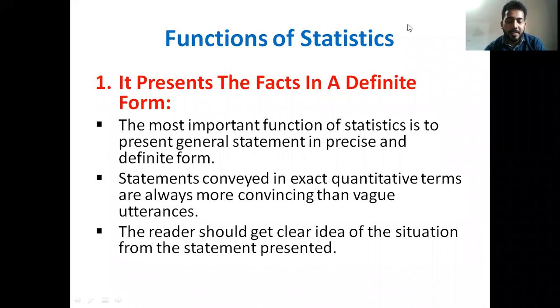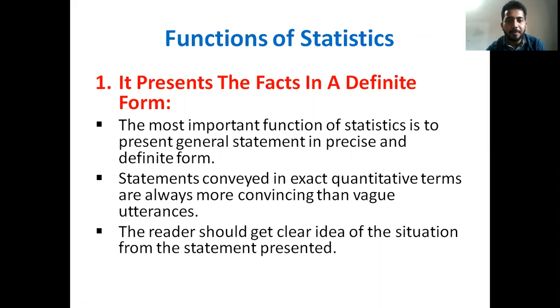Good morning, students. Today we are dealing with the concept of functions of statistics. There are mainly 7 major functions highlighted in our textbook. The first one is that it presents facts in a definite form.